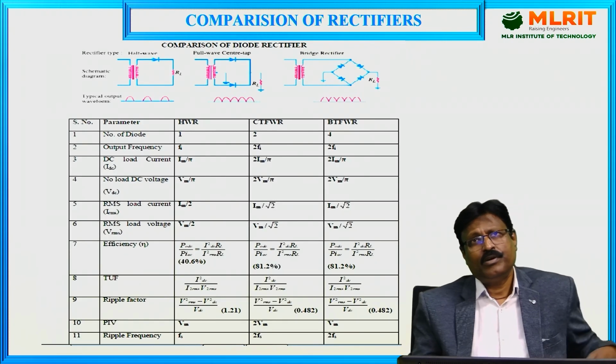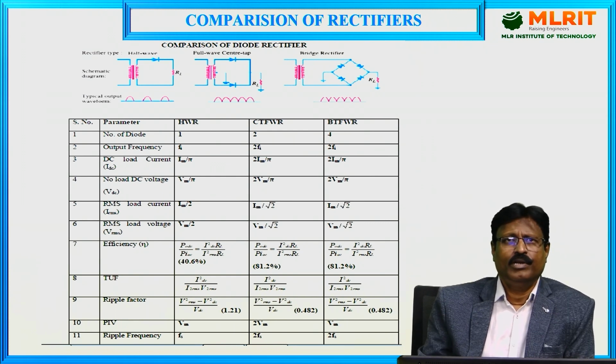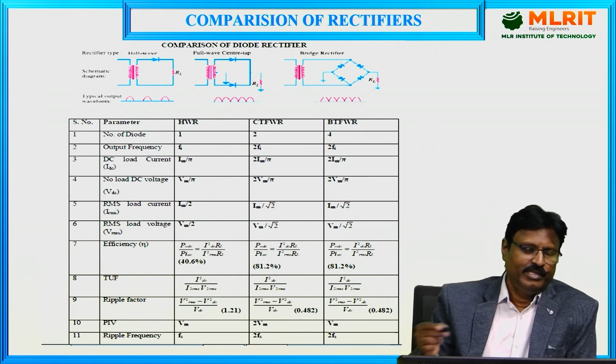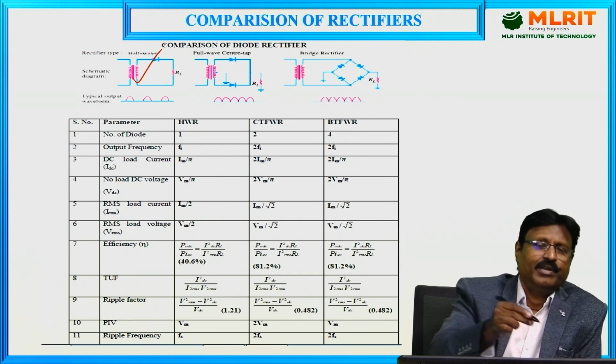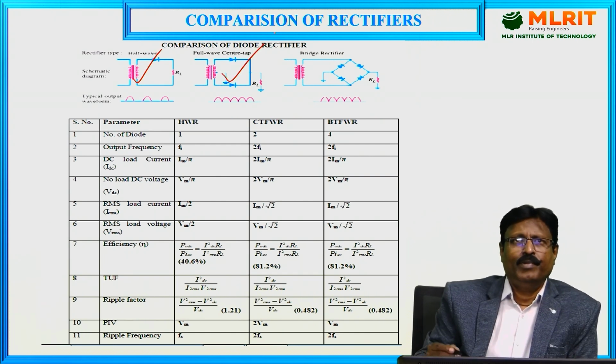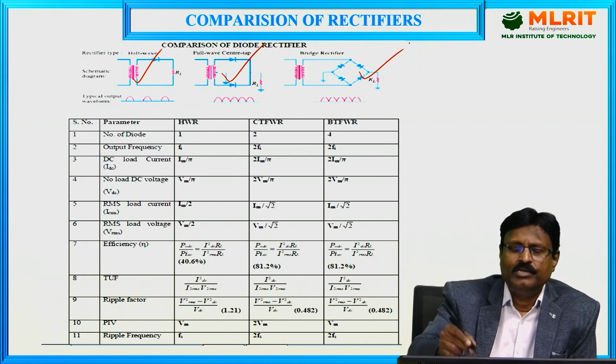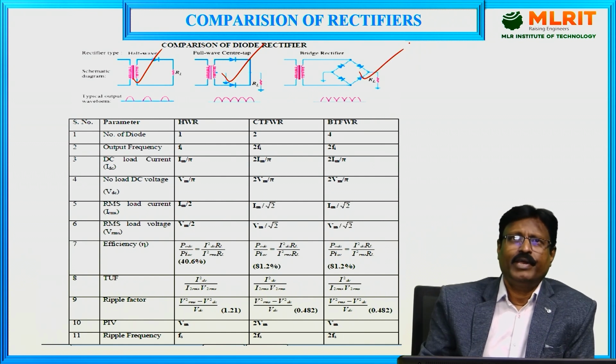And the first topic is the comparison of rectifiers. As already we discussed different types of rectifiers, the first type is the half-wave rectifier, and the second one is the full-wave rectifier, where you will be making use of a center tap transformer. And the third one also comes under full-wave rectifier, but it is an improved version of the full-wave rectifier, called a bridge rectifier.